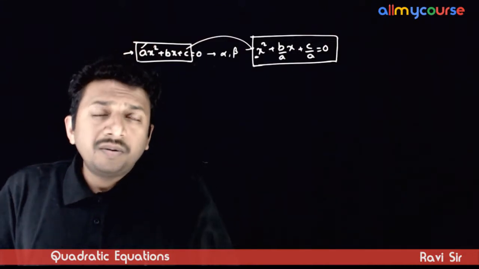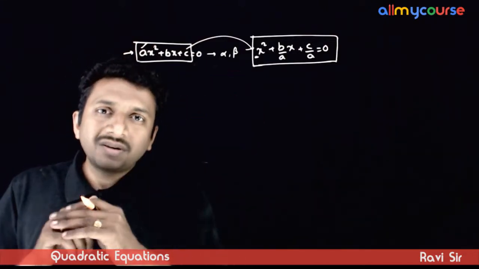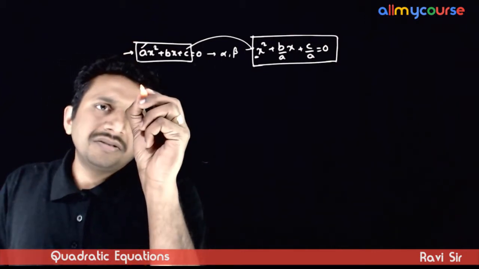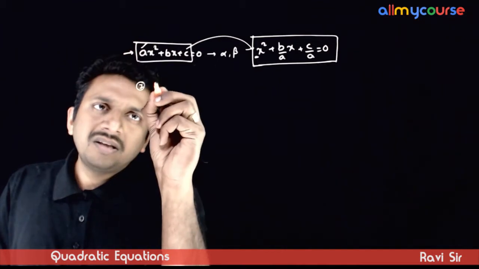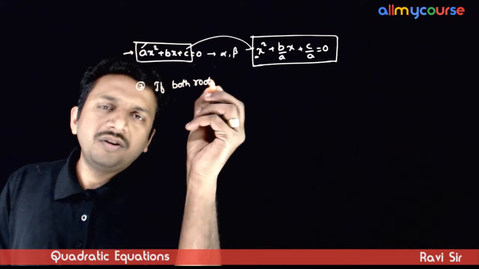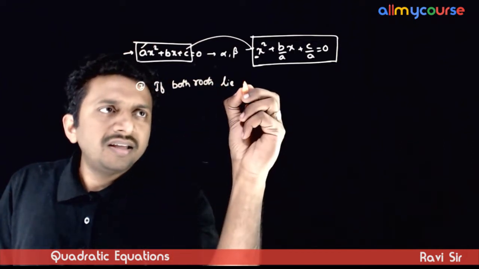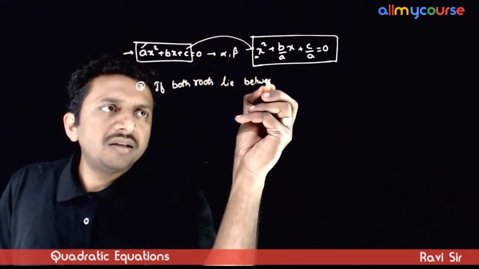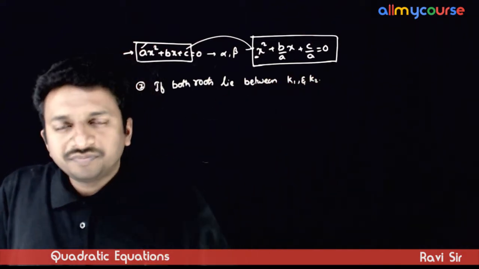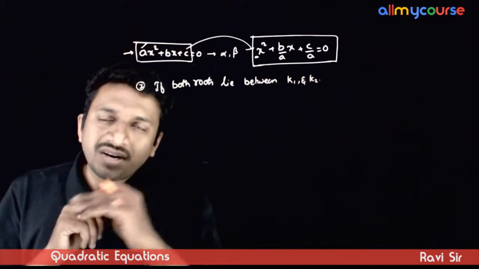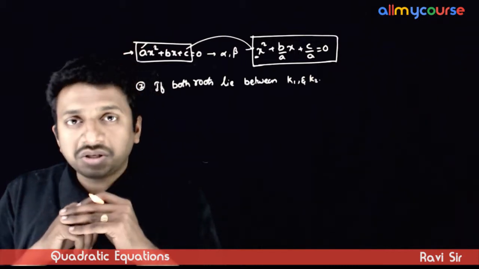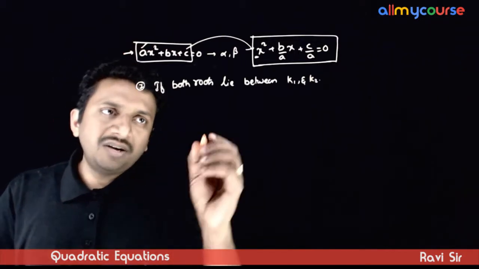So in the third set, we discuss the location of roots with respect to two given numbers k1 and k2. So the next condition, the seventh condition, is if both roots lie between two numbers k1 and k2. So let us say that you have two numbers k1 and k2. What is the condition that both roots of a quadratic equation lie between k1 and k2?